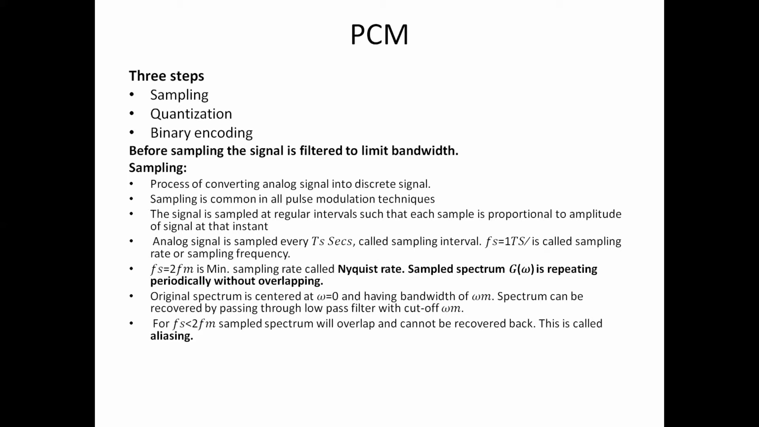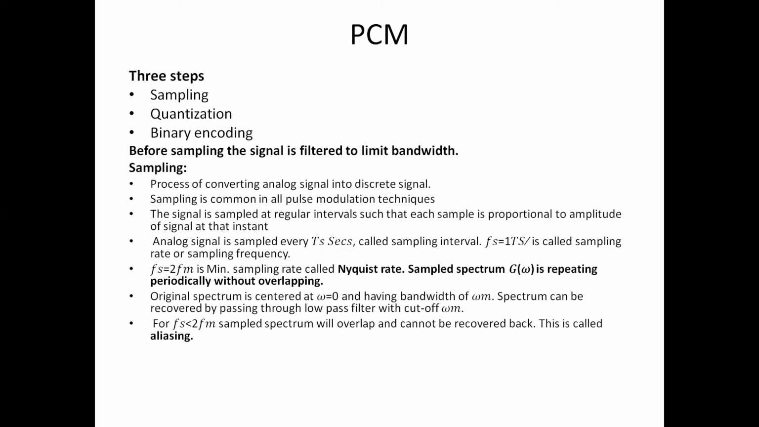Sampling is the process of converting an analog signal into discrete signals. Note the use of the word discrete instead of digital, because there is some confusion in the beginning among students regarding a signal being discrete or a signal being digital. When you sample an analog signal, it becomes a discrete signal, not a digital one. It becomes digital only when the processes of quantization and binary encoding are complete. Sampling is common in all pulse modulation techniques.